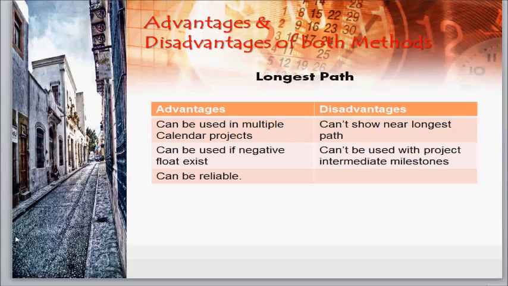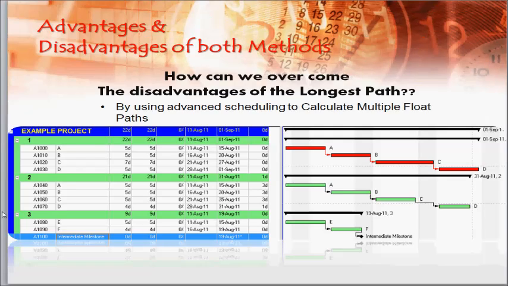The longest path. Its advantages is that it can be used in multiple calendar projects, or if negative float exists, and can be reliable. Disadvantage is that it does not show the near longest path and cannot be used with project intermediate milestones. To overcome the disadvantages of the longest path, we use advanced scheduling to calculate the multiple float paths.